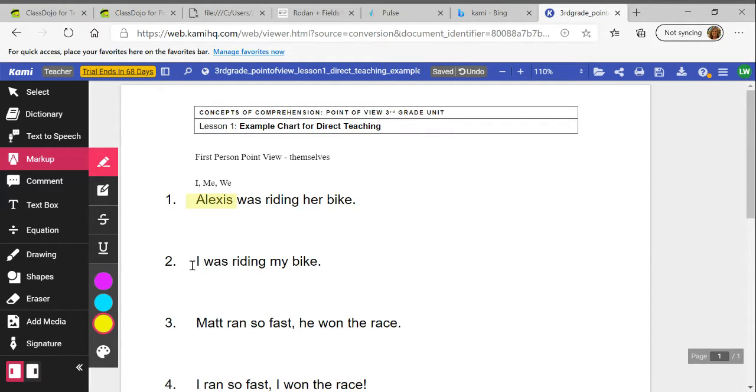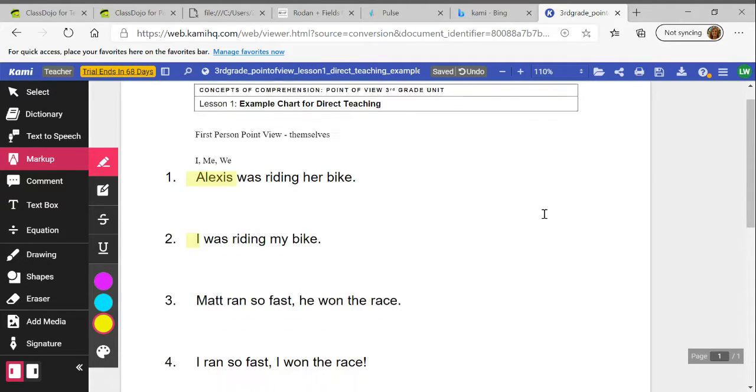But let's look at sentence number 2. I was riding my bike. Here I see that clue word I. I means I'm talking about myself. And as we've already just discussed, first person point of view is talking about I. So this sentence would be referring to I, or first person.